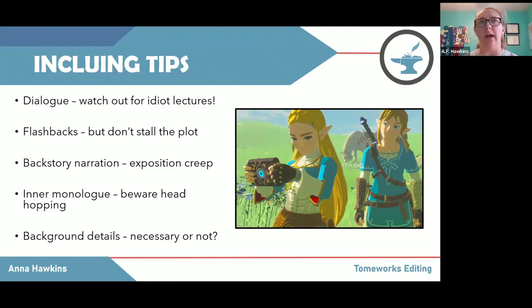If a lot of your time on the page is spent in the character's head, that can become dense and hard for a reader to get through. They need to be outside of their head more than inside. But the inner monologue can help you reveal world building details as well. And then background details: whenever your characters are in a place, what does that place look like? How does that place fit into the world?